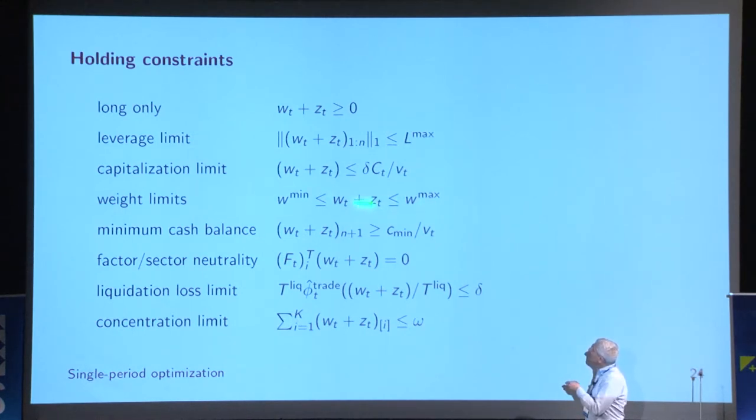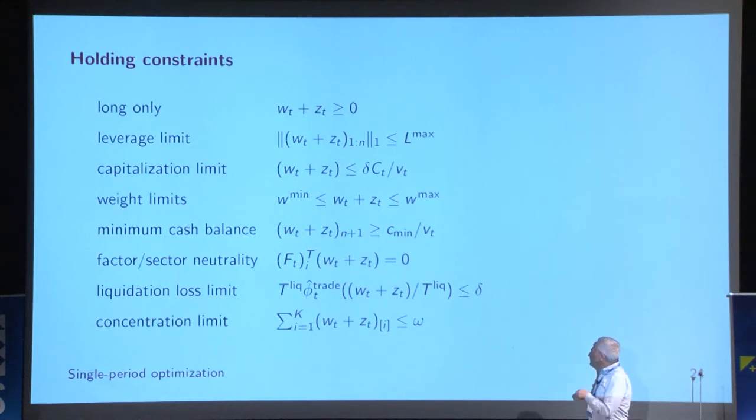You have a weight limit, right? You could say, actually, I don't want to own any more than 5% of my value to be in any one asset. That's fine. Get a minimum cash balance. You could have factor or sector neutrality. That'd be like market neutrality would be very standard. You can have a liquidation loss limit.